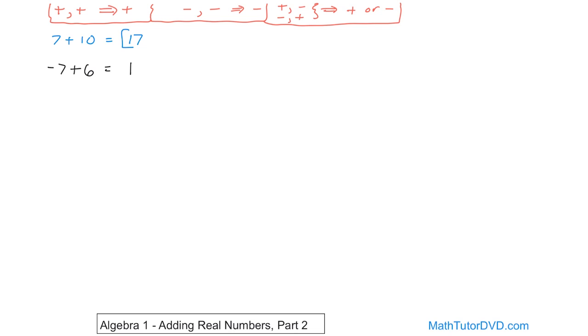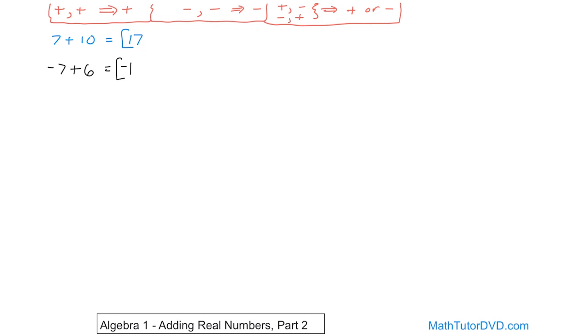And then you have to choose the sign. It's either going to be negative or positive. The sign of the answer is always going to favor the sign of the larger absolute value. Negative 7 has a larger absolute value, so the answer is going to be negative. So again, when you have mixed signs, you subtract the numbers, ignoring signs, and then it takes the sign of the larger absolute value. So you get negative 1 for that answer.